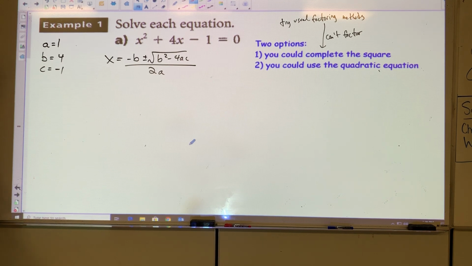Who's got the formula sheet? Someone check the formula sheet? I have this. Yeah? Okay, just wanted to be double sure.